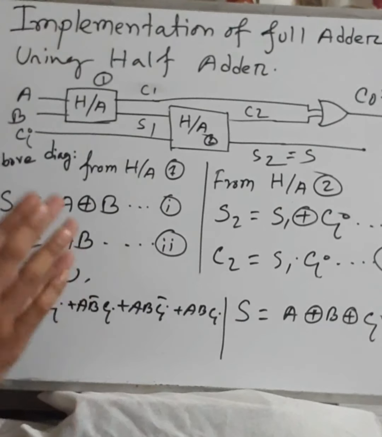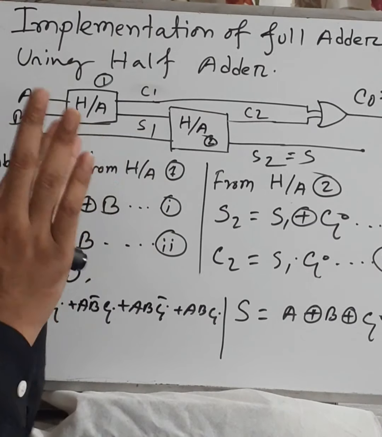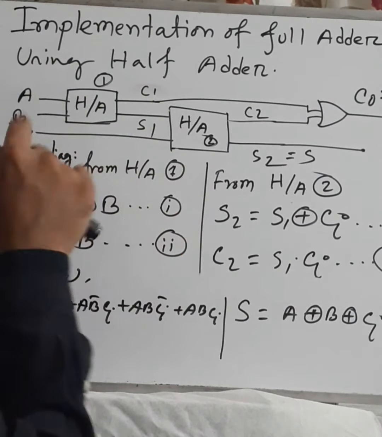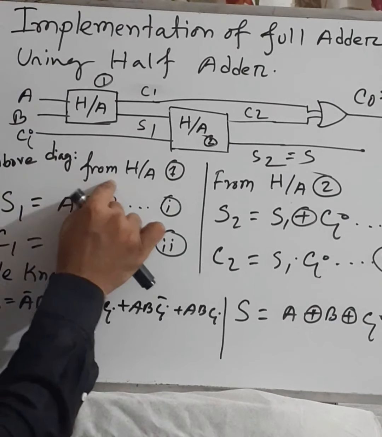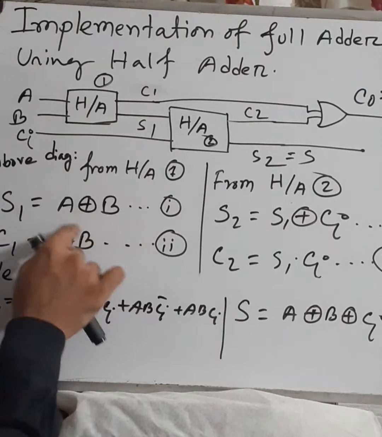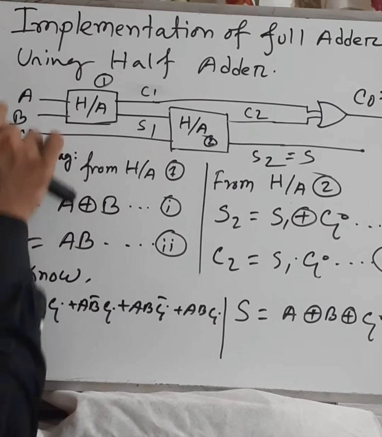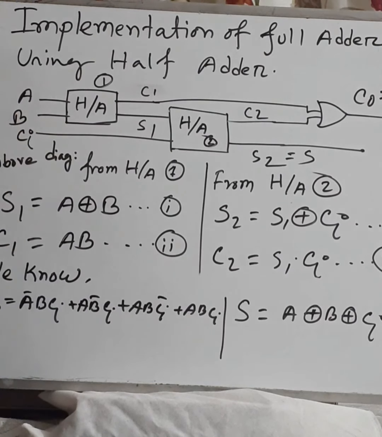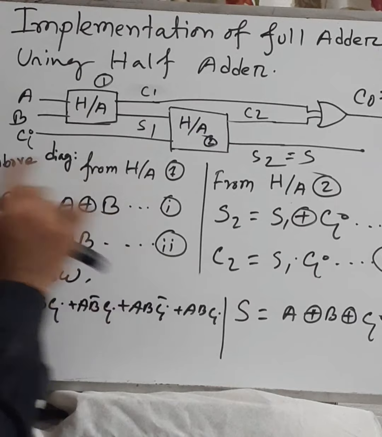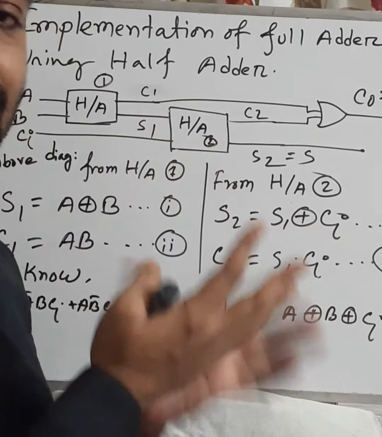Then please continue with the diagram above. What will we get from the diagram? Please look at my board. From half adder number 1, what will we get? Sum 1. A and B are our inputs, so sum 1, S1, will be A exclusive-OR B. I know you already have knowledge about the half adder.